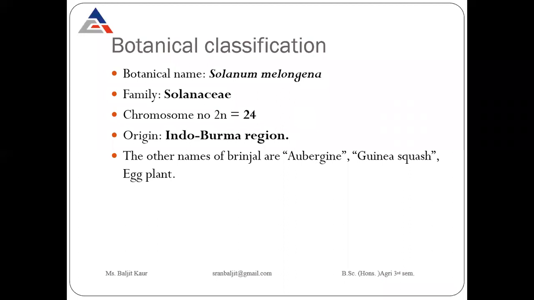So these names are related to different regions. In different places, people call brinjal by different names like aubergine, guinea squash, or eggplant. So these are the other names of the brinjal plant.